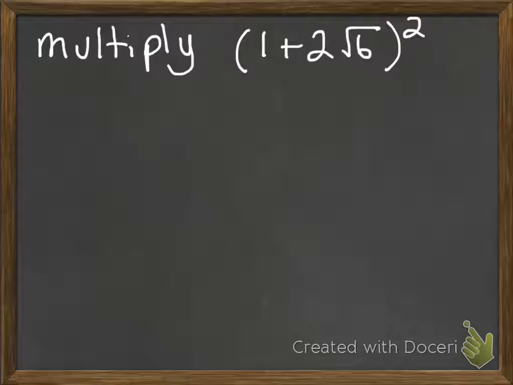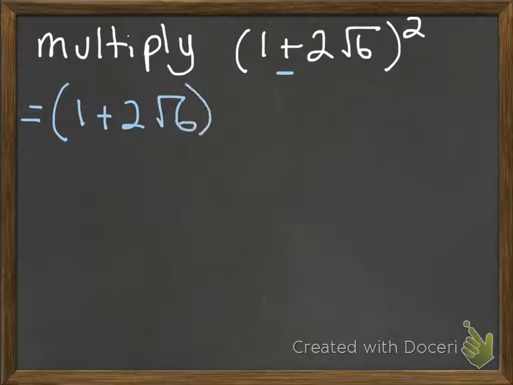Okay, multiplying radical expressions. Here we're going to have to multiply the quantity 1 plus 2 square root of 6, all squared. When you have that entire quantity squared, because there's this addition inside the parentheses, we have to write out the expression twice, because that's what the squared means, and then we will have to FOIL it. So I write it out twice, 1 plus 2 root 6 written twice. Okay, and then we'll go ahead and do the FOIL from there.